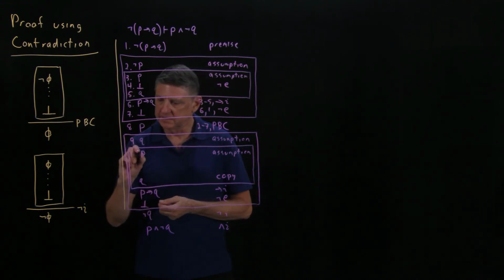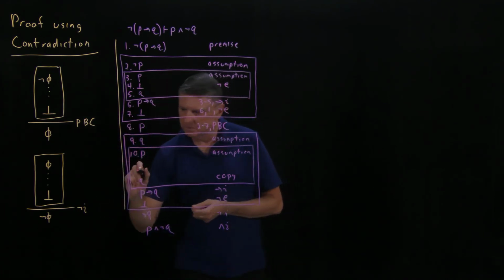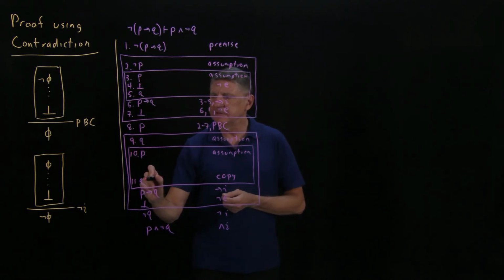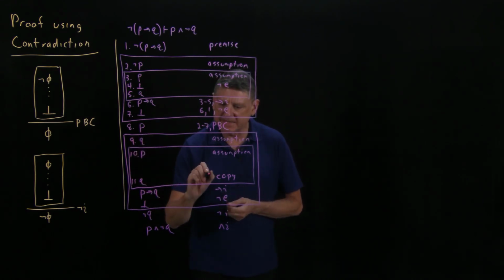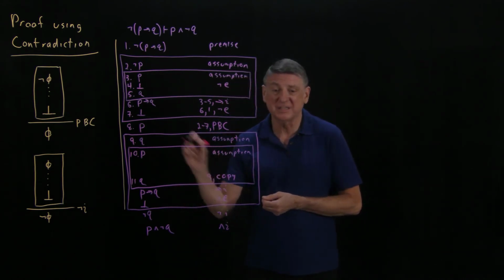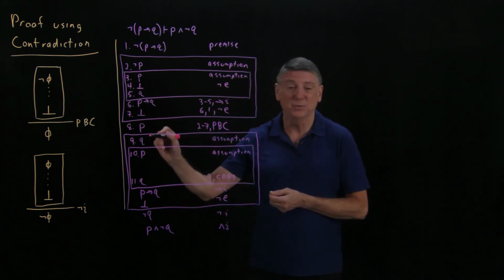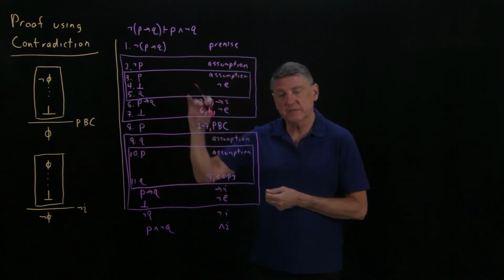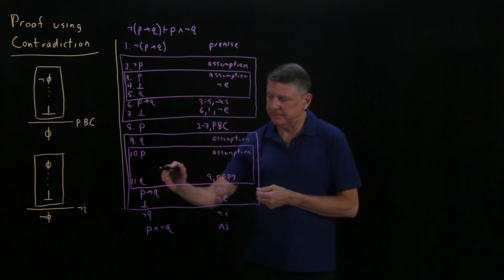This is line 10, which is an assumption. This is line 11. And 11, now I can say that's a copy of line 9. I knew previously that it had to be a copy. I just didn't, at the time that I was doing it, know what the number was. And that's because I'm using backward reasoning quite persistently here.